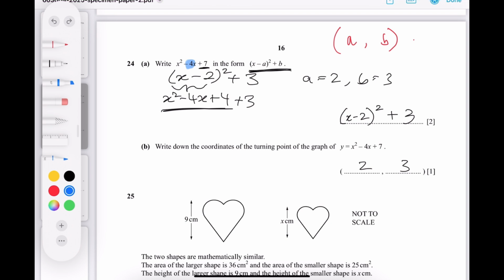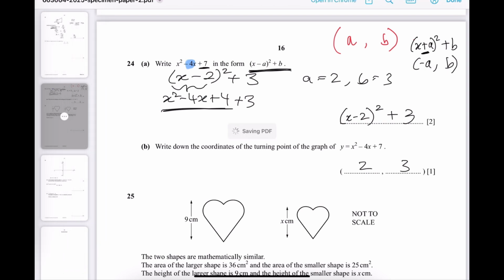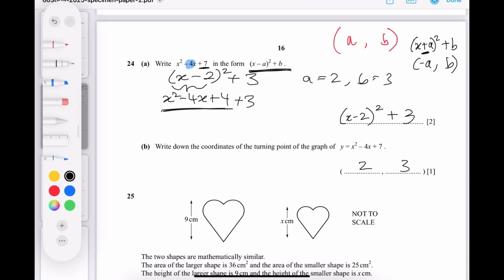But there's also another case you need to know about. If it was x plus a squared plus b with a positive sign, the turning point would be negative a, b. So it's always the opposite of the sign that's given in the brackets, which is why here, when it's negative a, the turning point is just a.